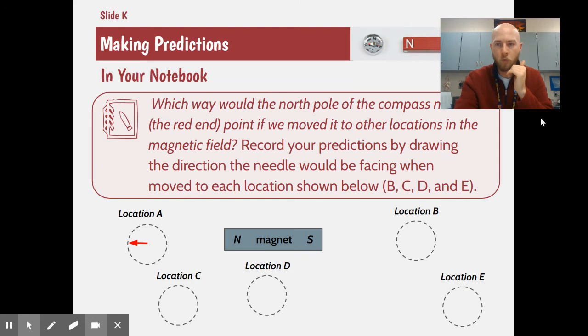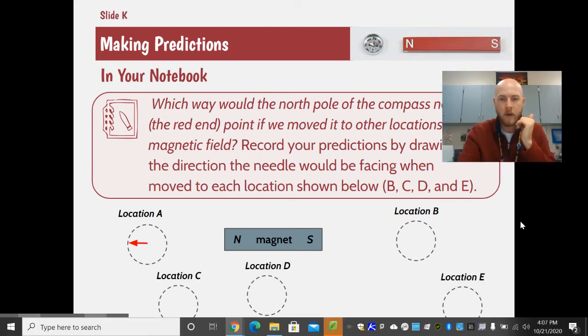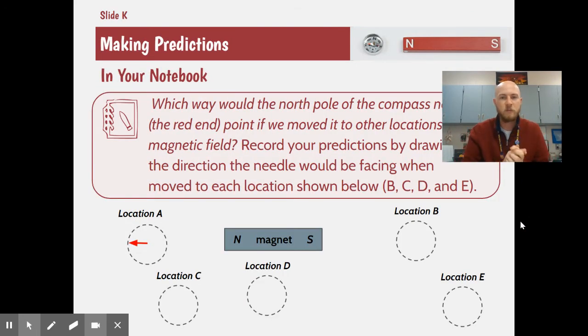Now in your notebooks, we're going to complete this prediction. It's listed on your Google HyperDoc, but I believe this prediction should be on page 36.